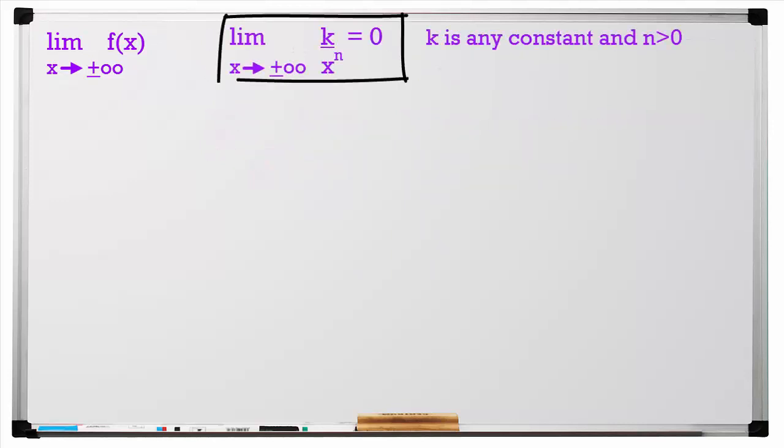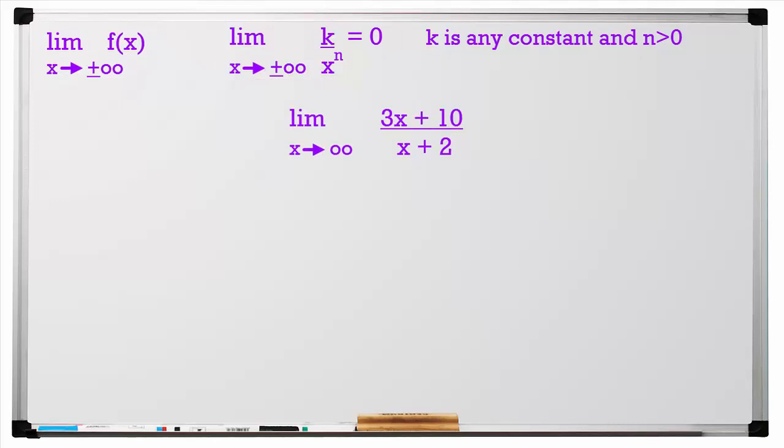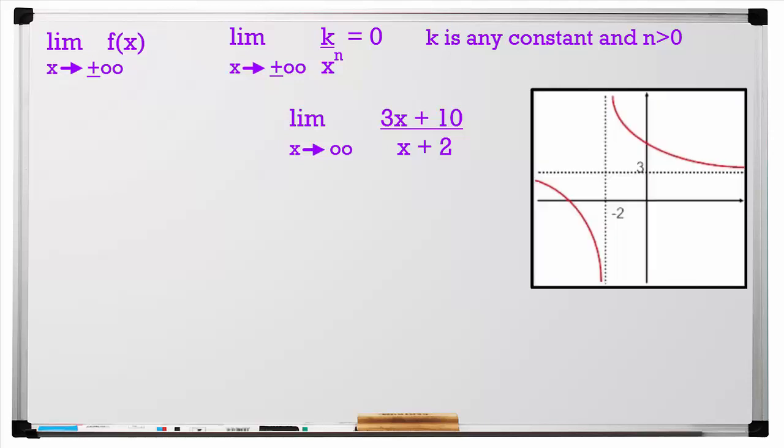So we'll keep this fact in mind when solving any limit of the form limit of f of x as x goes to positive or negative infinity, where f of x is a rational function. For example, consider the limit of 3x plus 10 divided by x plus 2 as x goes to infinity. Geometrically, we can see that as x gets larger and larger, the graph approaches the horizontal line y equals 3.